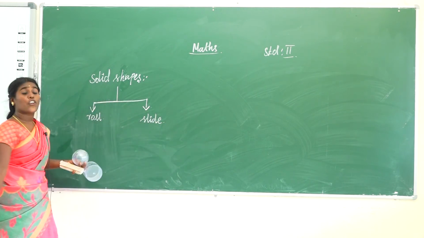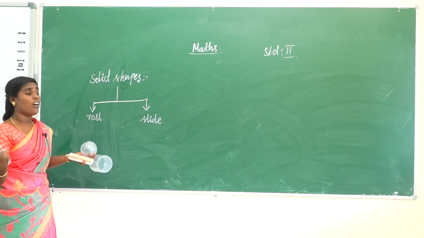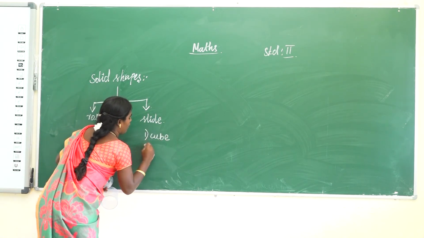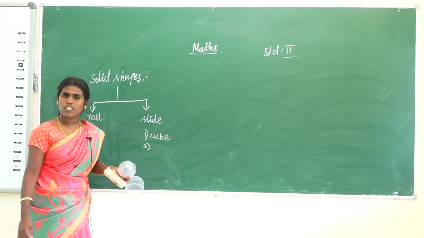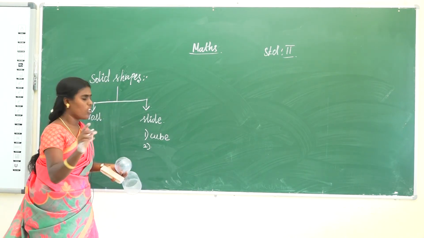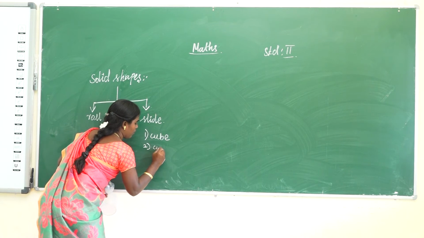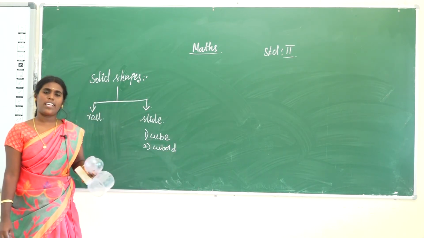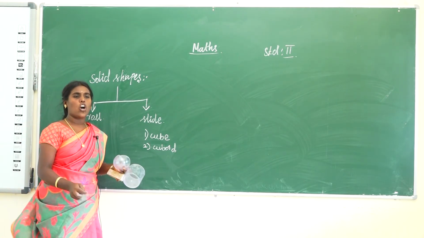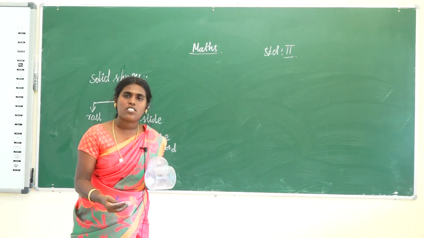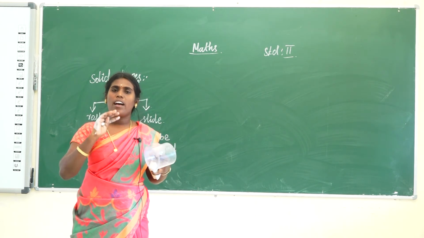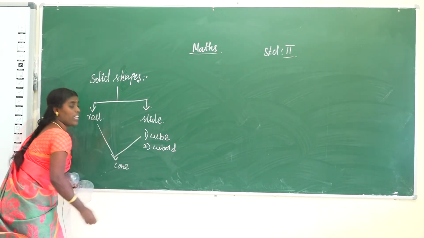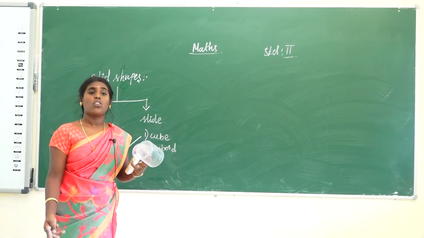So cube has no curved face, so it slides alone. Next one is cuboid, also no curved face, so that also slides. The next one is what? Cone. Cone has a curved face, and also one flat face. So it does both. Then same thing, cylinder also.